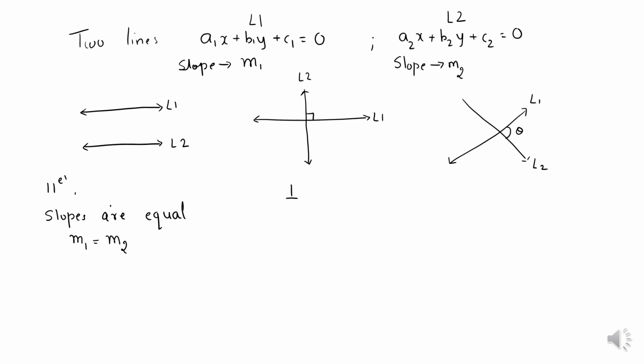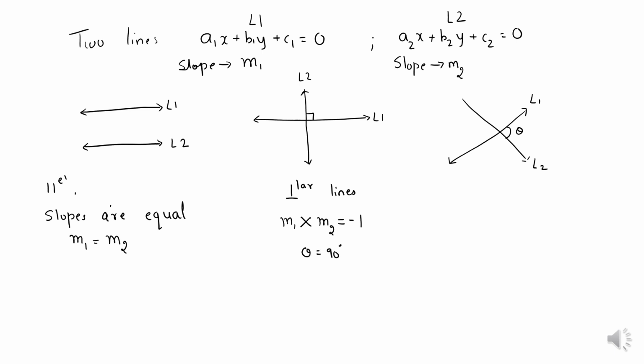Similarly, if I say perpendicular lines, I will say that the multiplication of the slopes is -1. The lines are perpendicular, the multiplication of slopes is -1. That is, your theta will be 90 degrees.